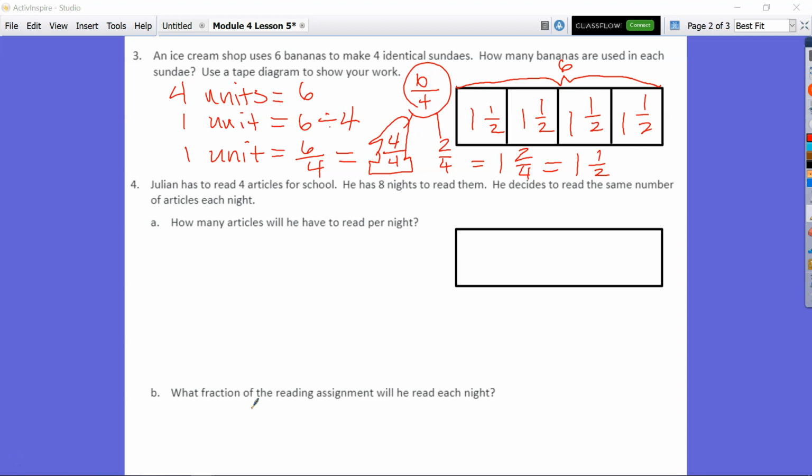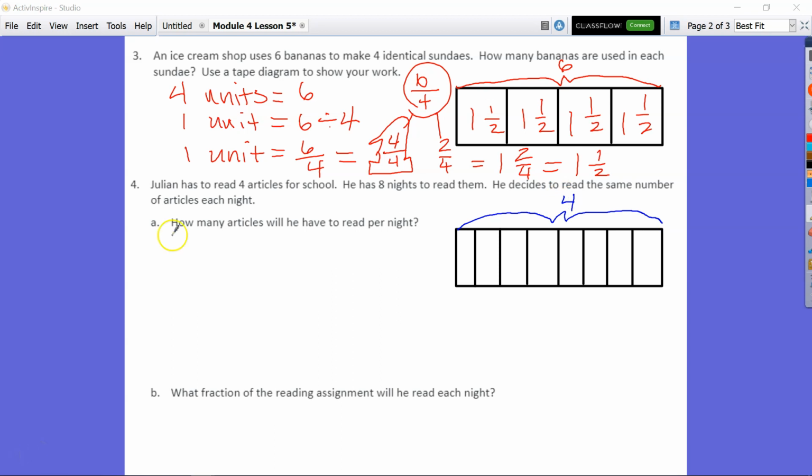Number 4, Julian has to read 4 articles for school. He has 8 nights to read them. He decides to read the same number of articles each night. Part A, how many articles will he have to read per night? So let's take a look here. So I have my 8 parts, or my 8 nights, and we have our 4 total, or our 4 articles.